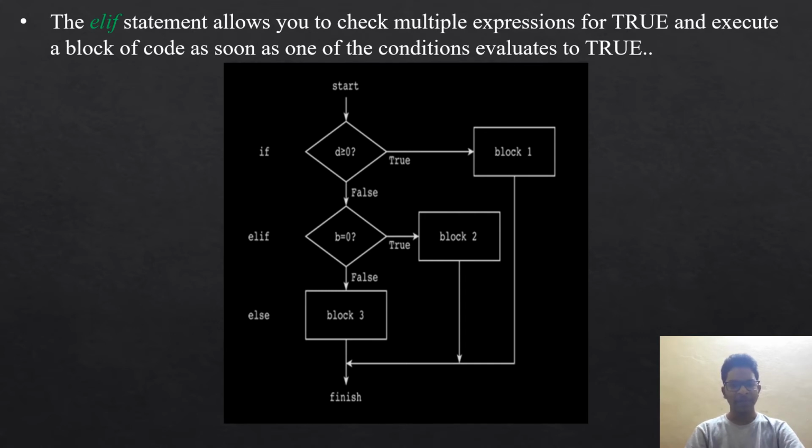We start from the if condition, and if it is true it will go to block 1, and if it is false then it will continue to the elif. In elif also, if it is true then it will go to block 2, or if the elif condition is false then it will go to block 3. Here we can put any number of elif clauses. At last we can use elif or we can use else. Here after the else the code will finish and give the output.